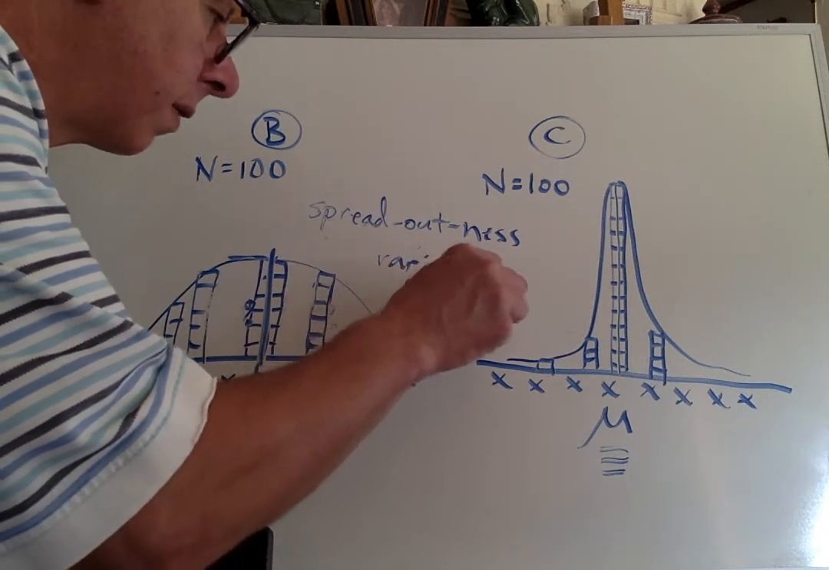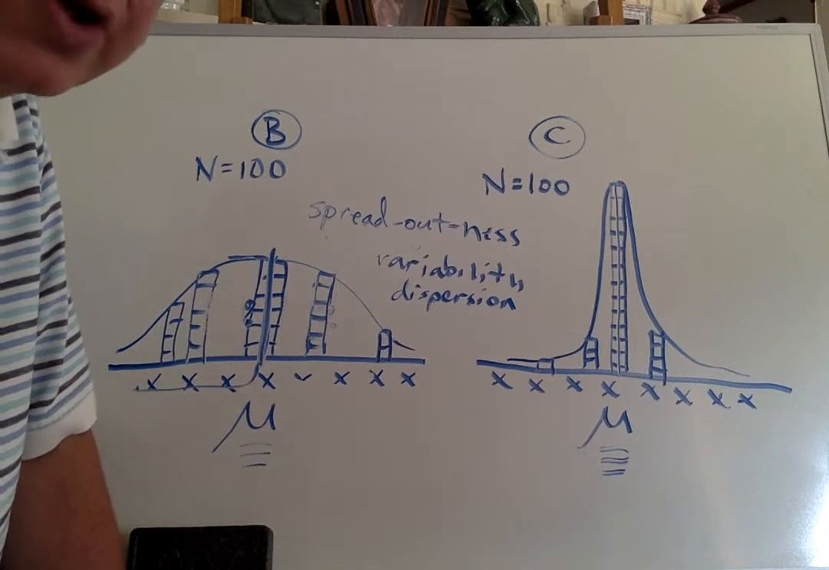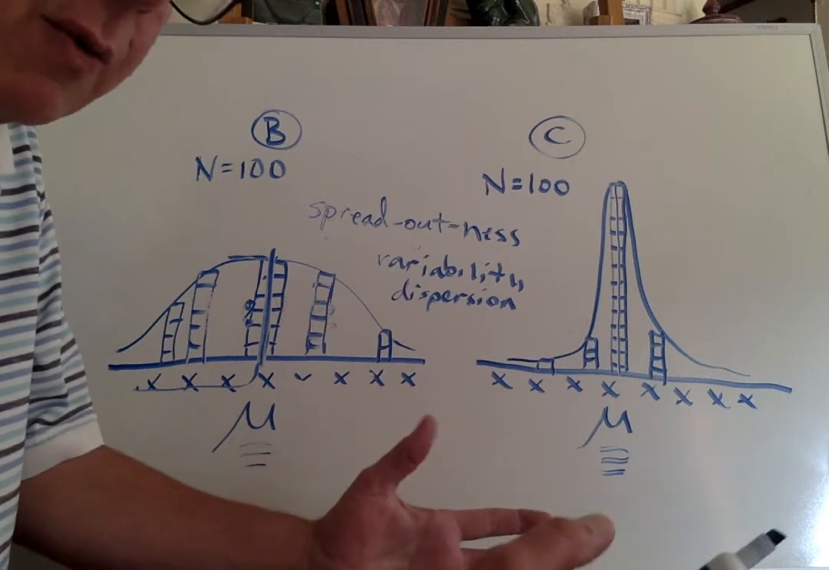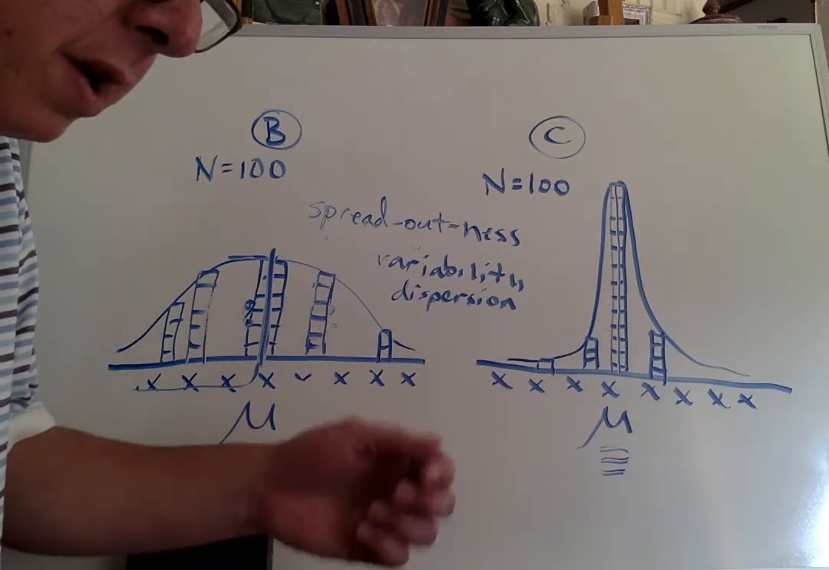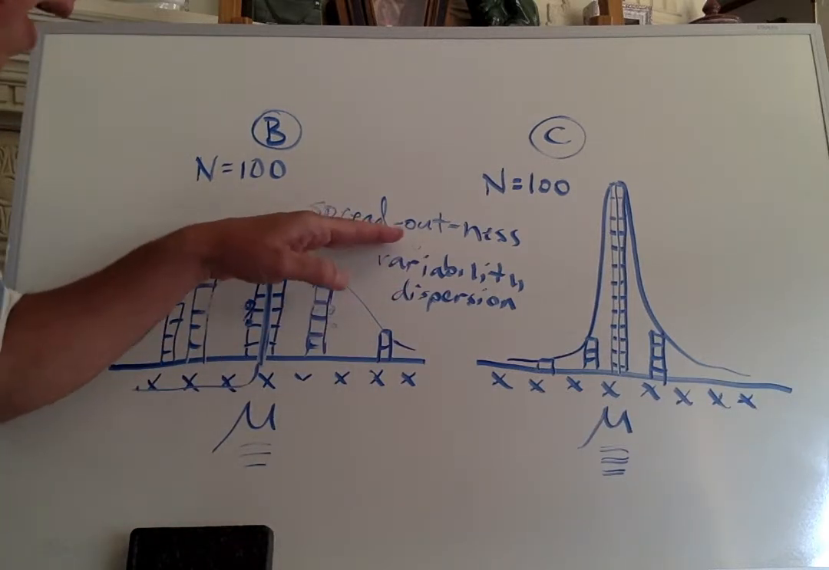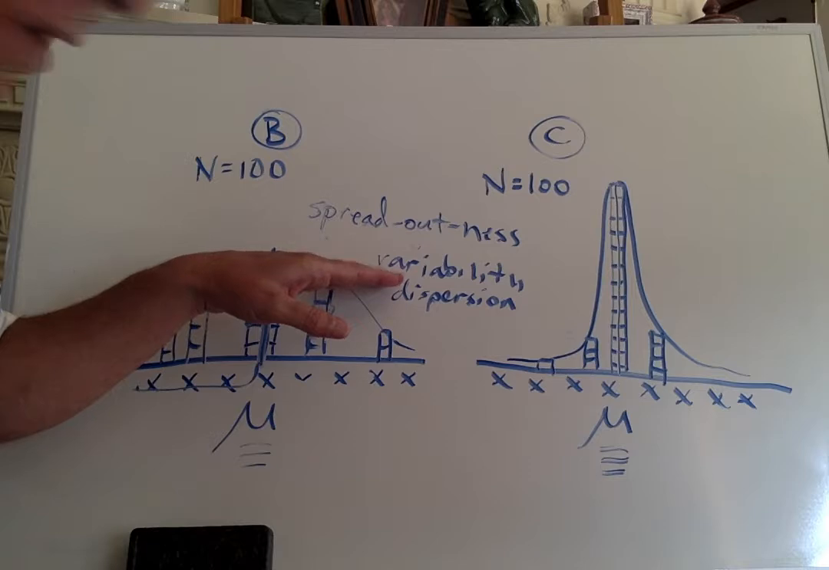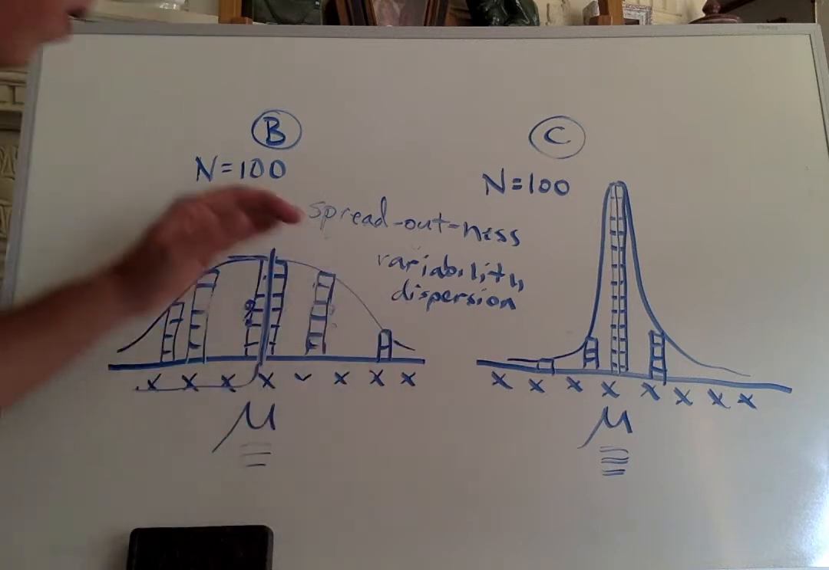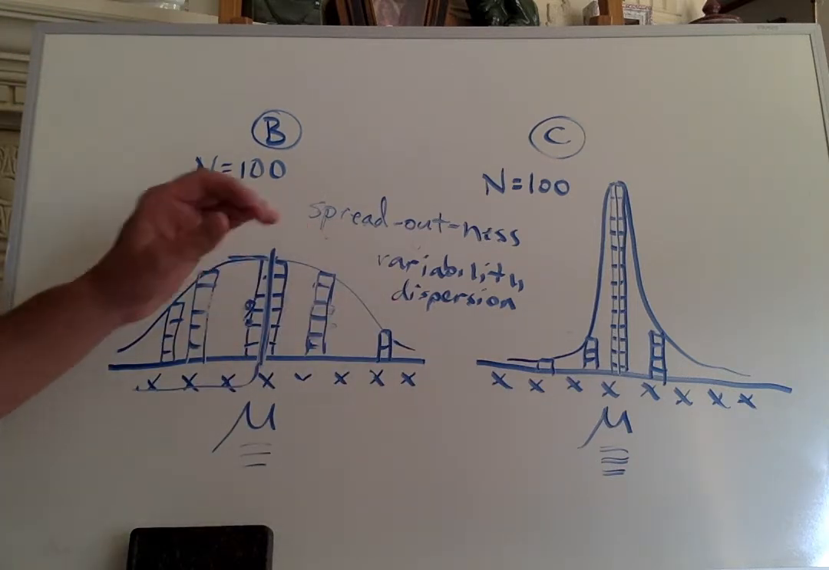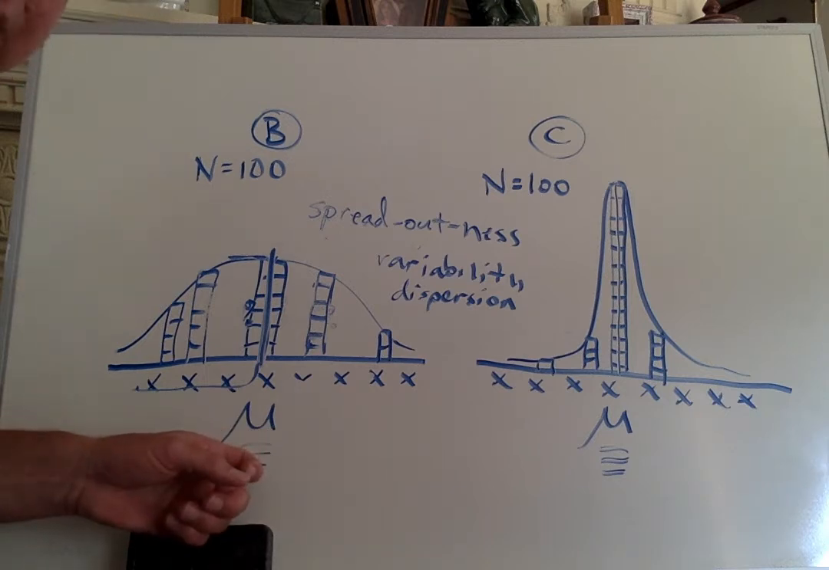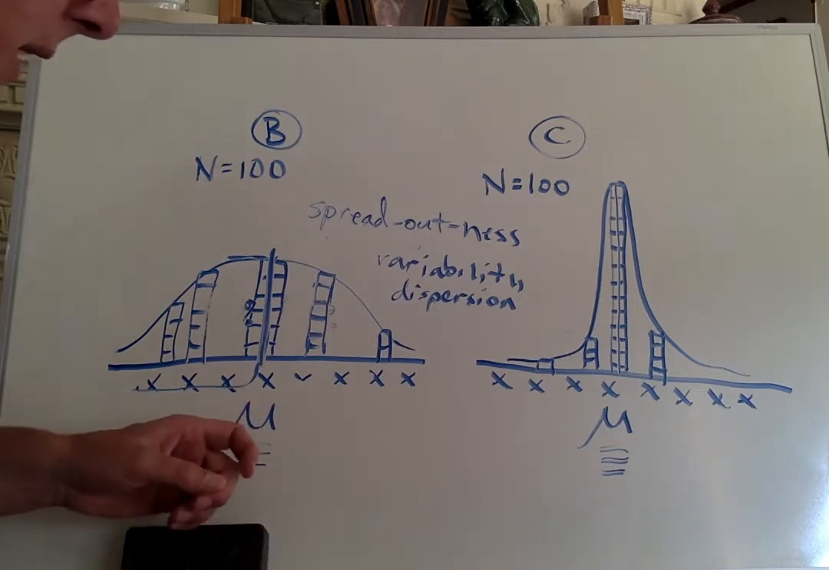Dispersion is another term. And by the way, dispersion shouldn't be a new term for college students. If I said, here are some seeds and I want you to disperse them around my lawn, you would spread them out. Spread them out. Dispersion. Spread outness. Variability. These numbers are more variable. These numbers are less variable. But here's the essence: spread outness. Spread out from where? Well, spread out from the mean. That's what I'm talking about.